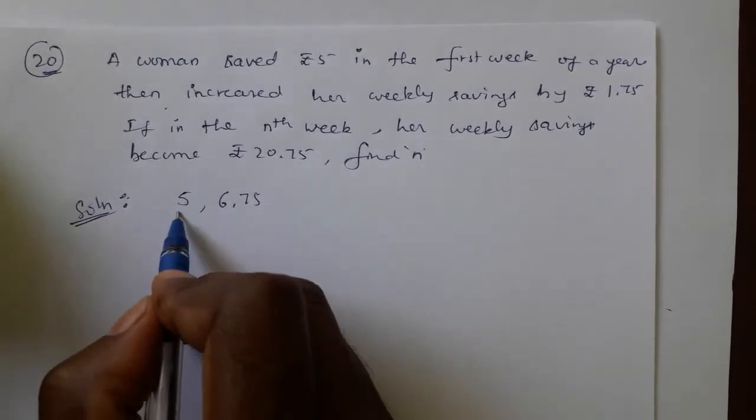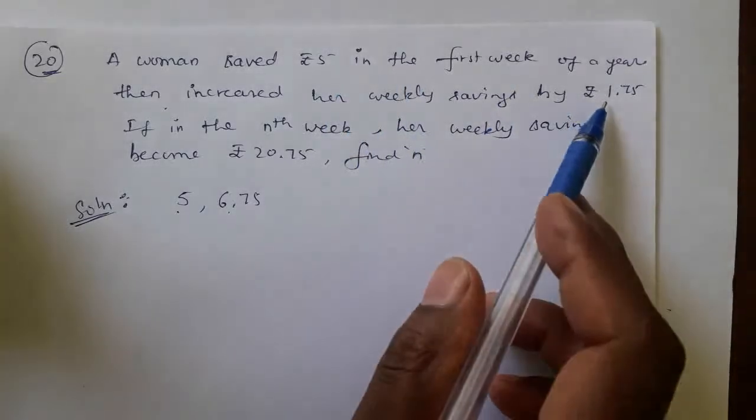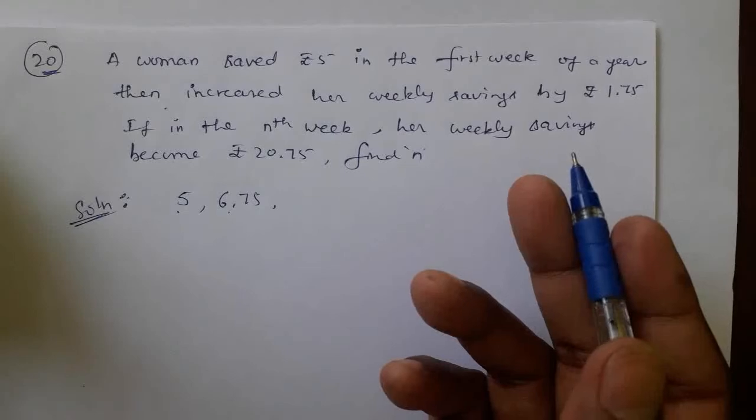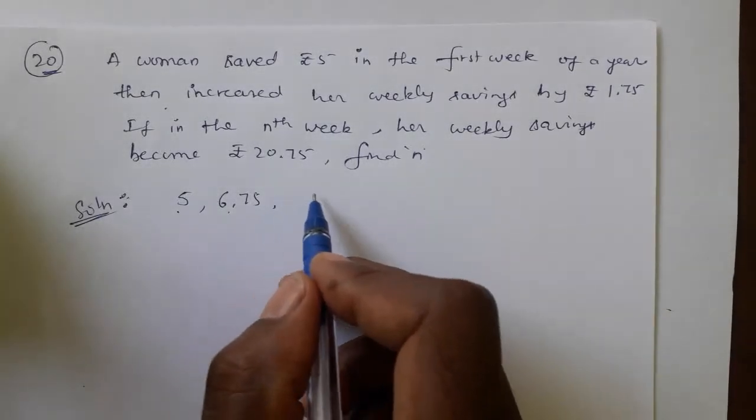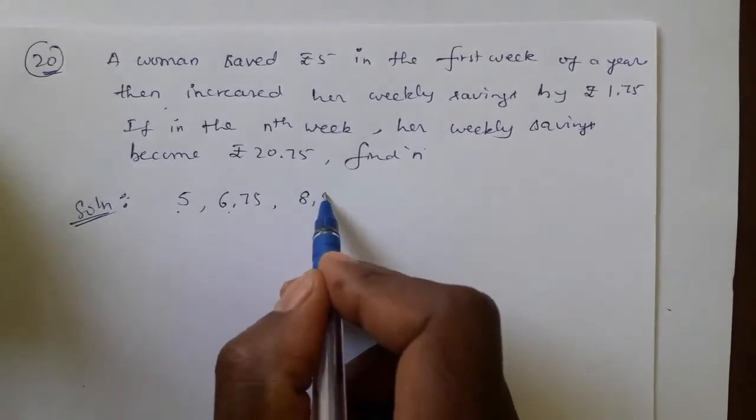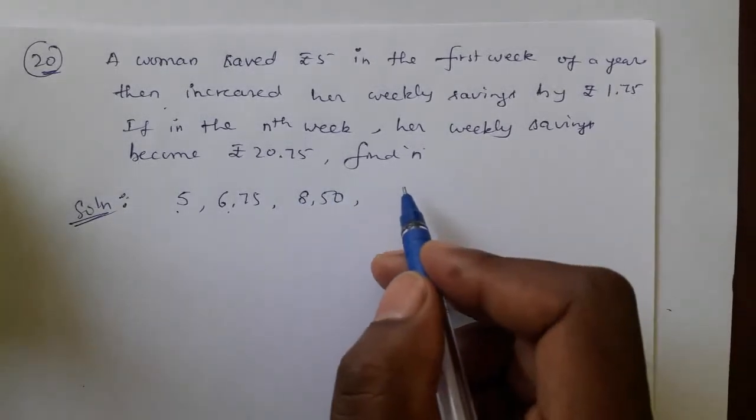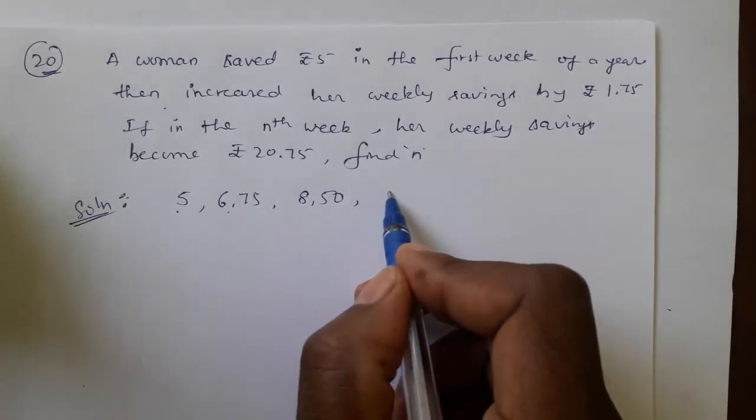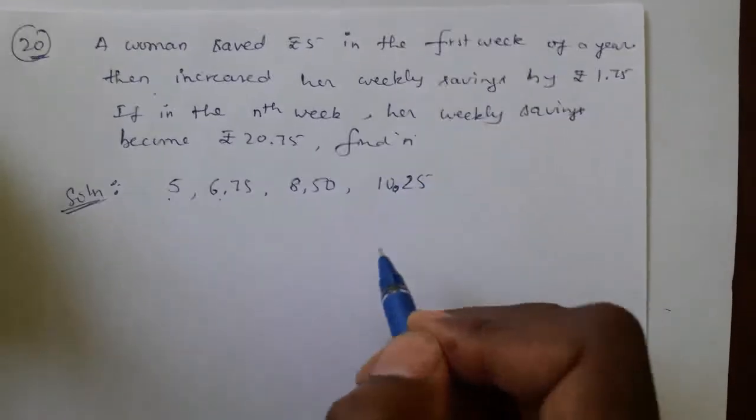First week, 5 rupees saving. Second week, 6 rupees 75 paisa, because the second week is 1.75 more. The third week again 1.75 more, so it becomes 8.50. Then the next week again 1.75 more, so it becomes 9.50, then 10.25.